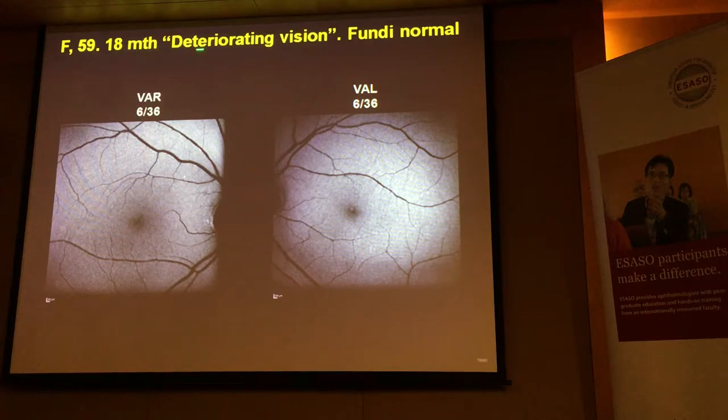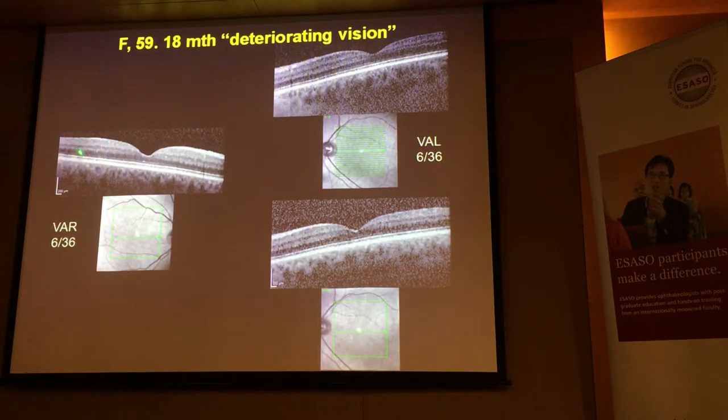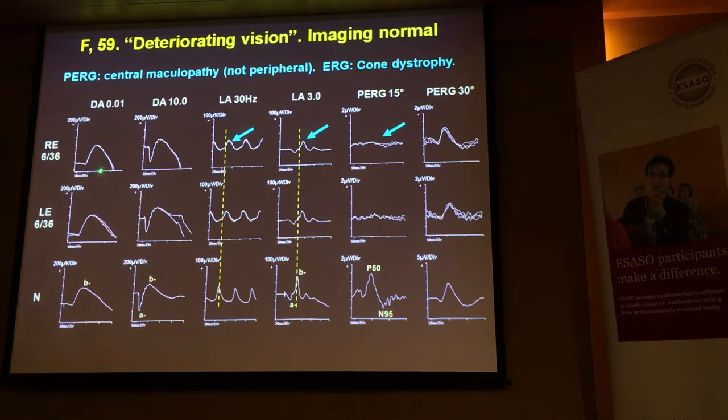Now, this is a patient who's got an 18-month history of deteriorating vision, fundi are normal, possible slight change on the central autofluorescence in the left eye, but otherwise the autofluorescence is fine. When you look at the OCTs, that's normal, that's normal, that's normal. So there's nothing on the OCT. And you do the electrophysiology, and the rod function is completely normal, the bright flash ERG is completely normal, the cones show marked delay, and some amplitude reduction, but particularly delay. Central pattern ERG almost undetectable, peripheral pattern ERG detectable. So the patient has a cone dystrophy with a normal fundus, normal OCT, and normal autofluorescence imaging.